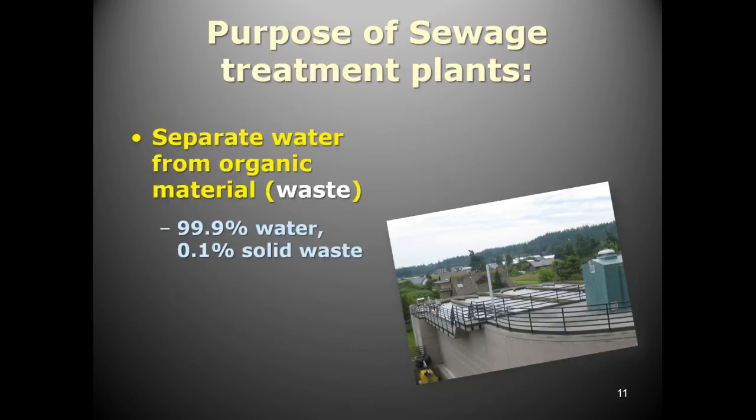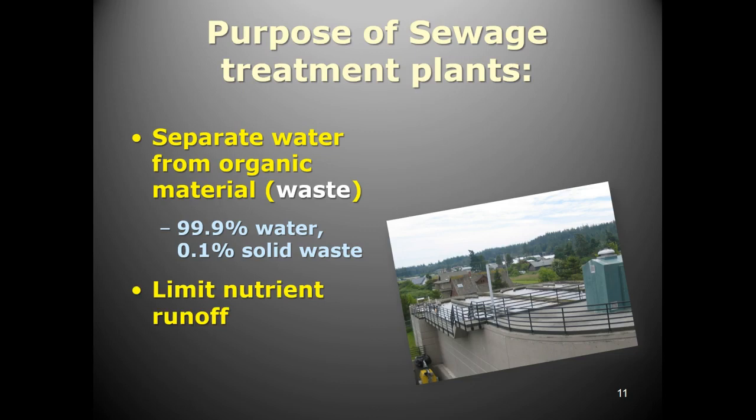So the purpose of the sewage treatment plants is to get rid of the organic material, and that's really what we're calling the waste. And so when sewage gets to the plants, it's only about 0.1% that's solid. The rest of it's water or soluble in the water.